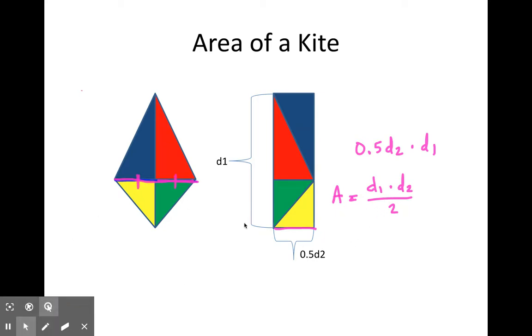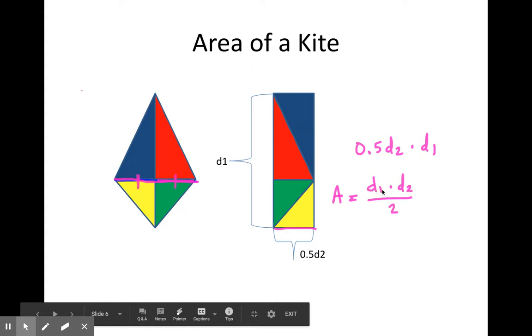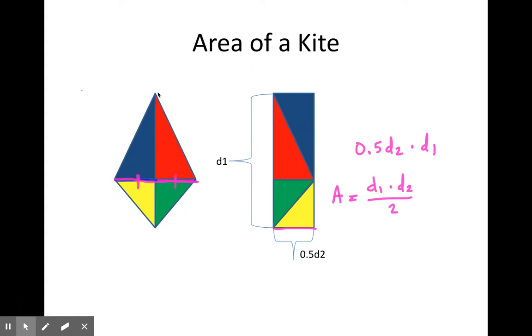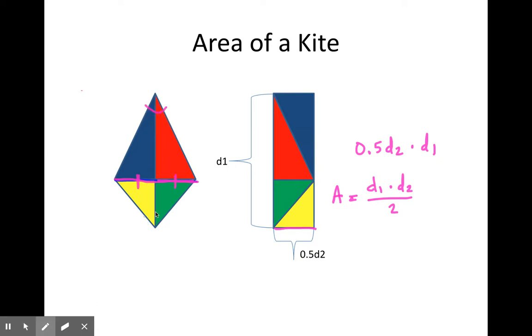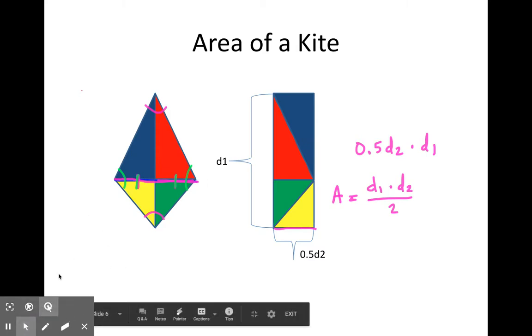Okay, so I hope you can see, it does matter which one's diagonal 1 and which one's diagonal 2. Diagonal 1 is always the one that cuts through the vertex angles and it bisects the vertex angles. And then diagonal 2 cuts through the non-vertex angles, but it does not bisect them. However, it is bisected by diagonal 1. So diagonal 1 cuts diagonal 2 in half. Okay, so let's look at an example.